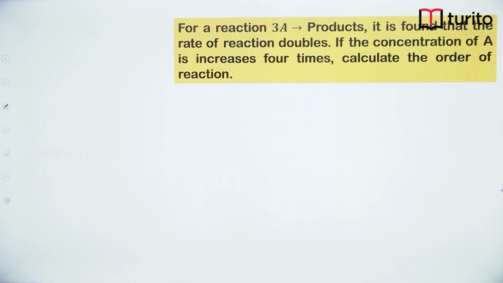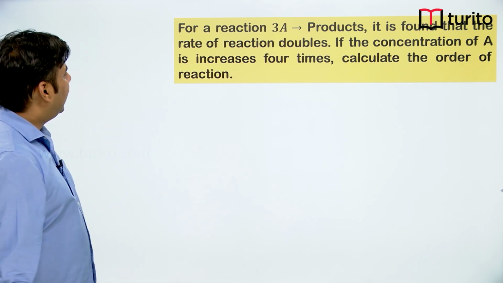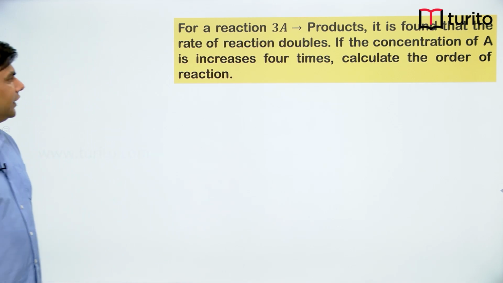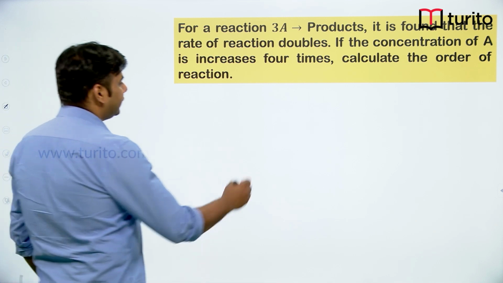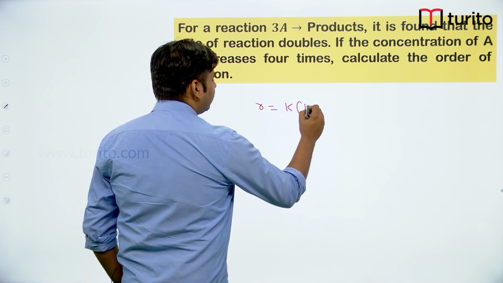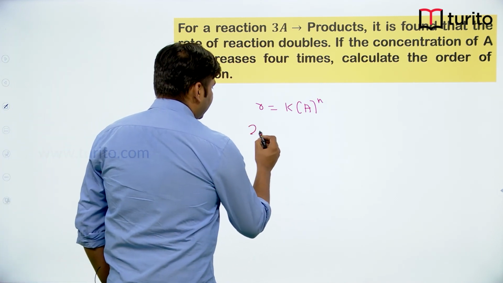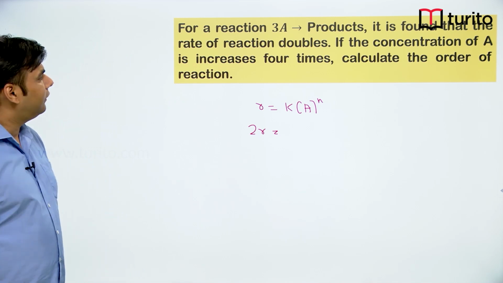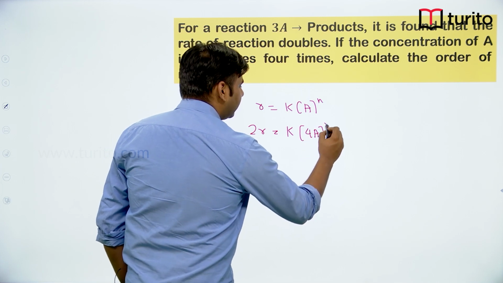Now just do it so that I will get to know whether you are understanding or not. So basically this says that for a reaction 3A changing into product, the rate of reaction doubles if the concentration of A is increased 4 times. Calculate the order of reaction. So let us assume that rate is K into concentration of A raised to power n. So the rate of the reaction doubles if the concentration of A is increased 4 times. So we are making the concentration 4 times.